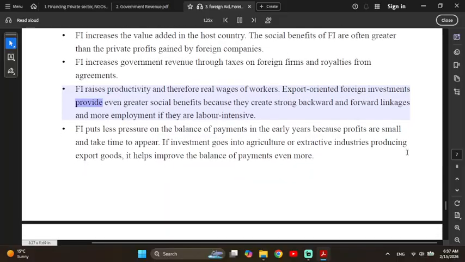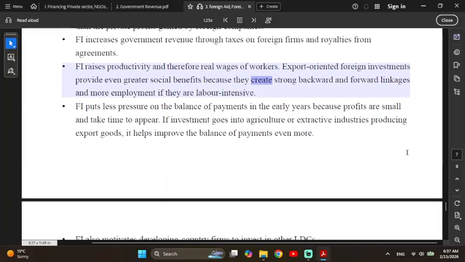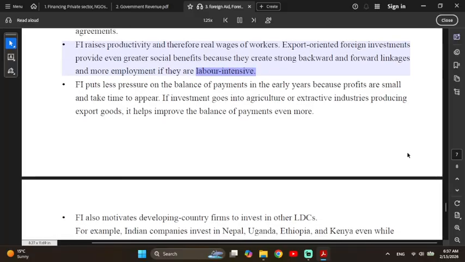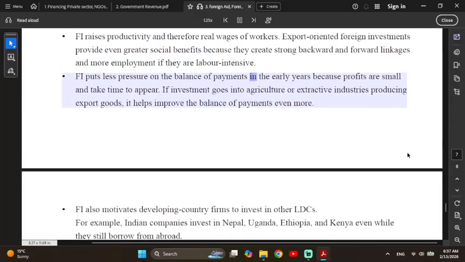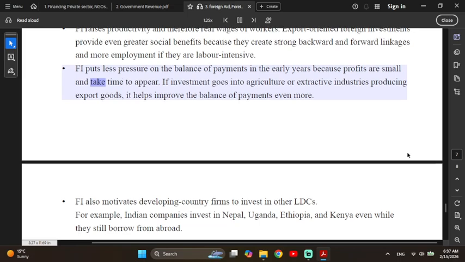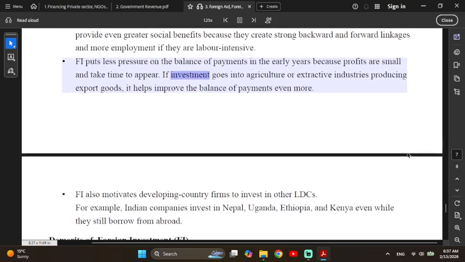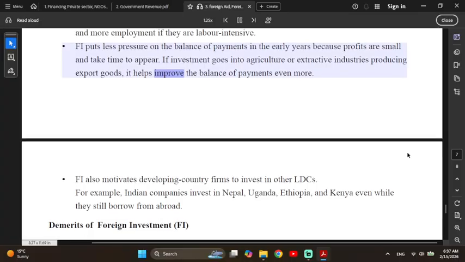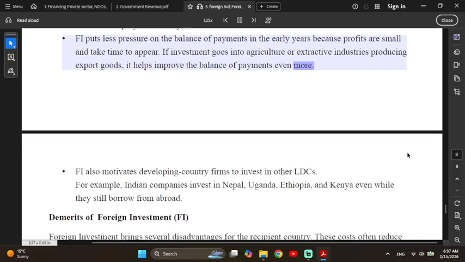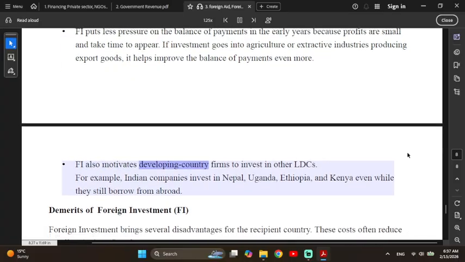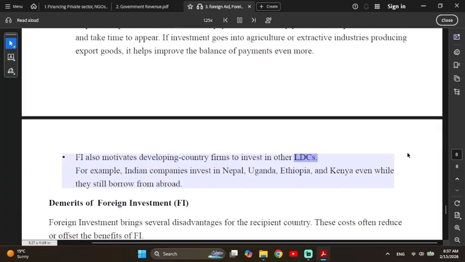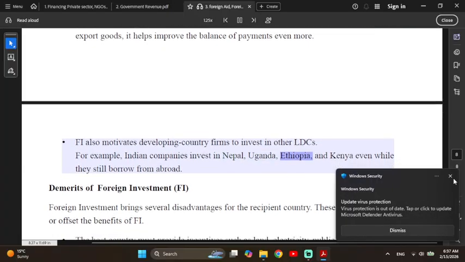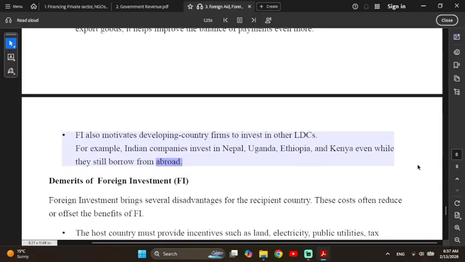Export-oriented foreign investments provide even greater social benefits because they create strong backward and forward linkages and more employment if they are labor-intensive. FI puts less pressure on the balance of payments in the early years because profits are small and take time to appear. If investment goes into agriculture or extractive industries producing export goods, it helps improve the balance of payments even more. FI also motivates developing country firms to invest in other LDCs. For example, Indian companies invest in Nepal, Uganda, Ethiopia, and Kenya even while they still borrow from abroad.